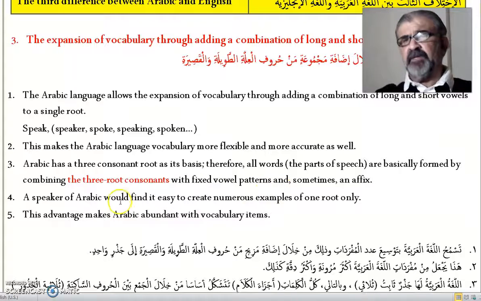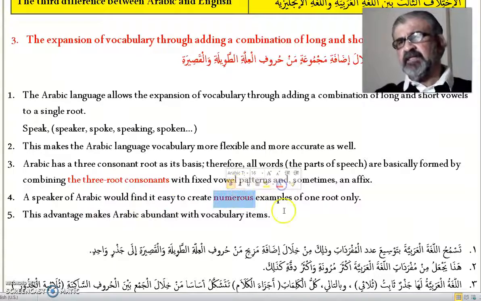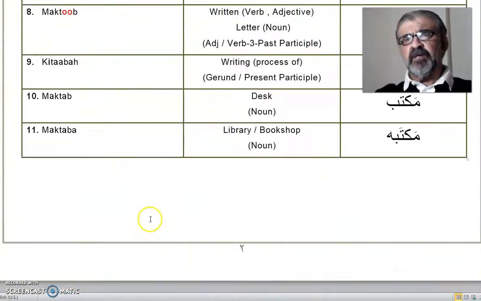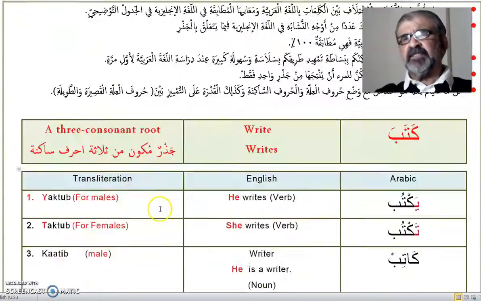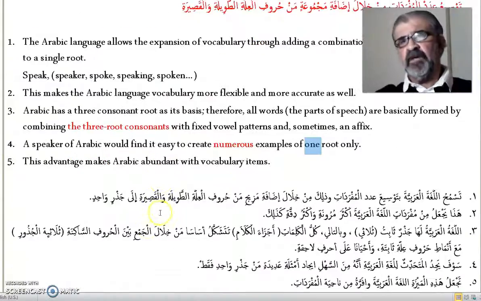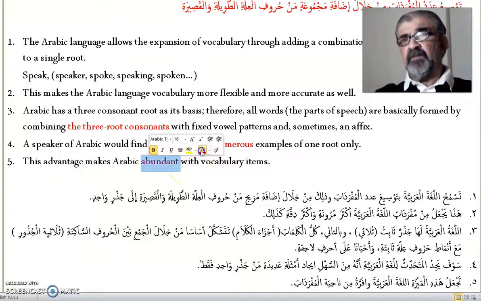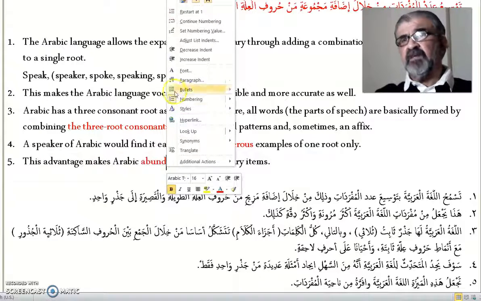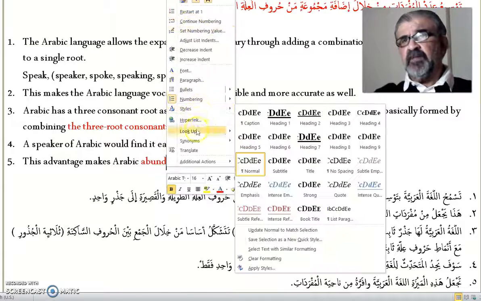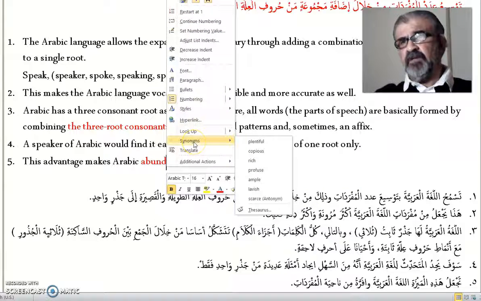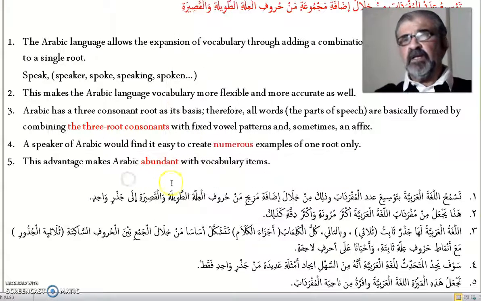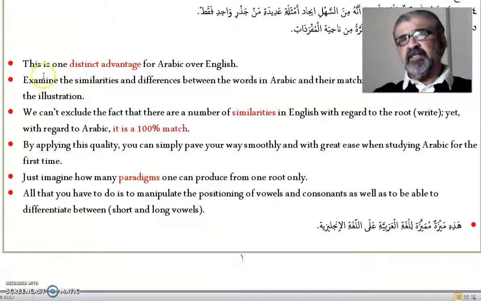A speaker of Arabic would find it easy to create numerous examples of one root only. In this case, I'm going to come up with 11 examples of one single root. Okay? This advantage makes Arabic abundant. You know what that means, abundant? Let me show you the synonym. Abundant means plentiful, okay, with vocabulary items. This is one distinct advantage for Arabic over English.